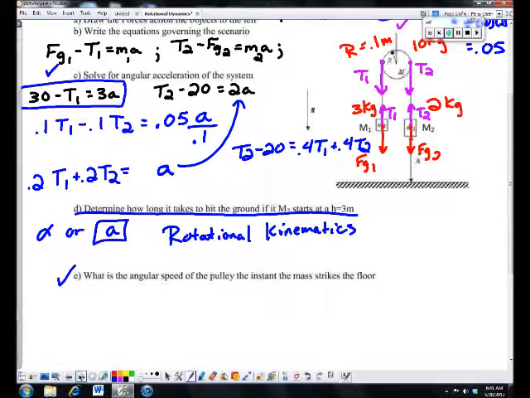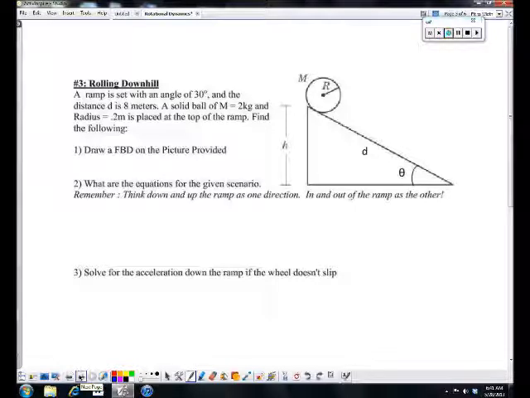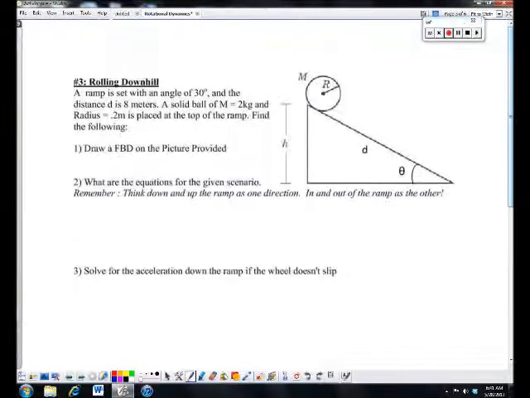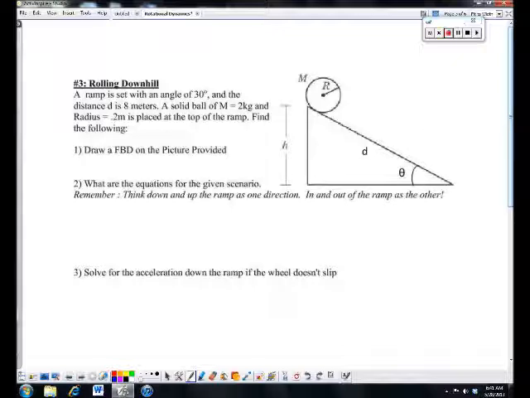All right, last one, number 3. So this is called the Great Downhill Race. We'll do a lab today with it as well when you come into class, but let's go and do a real quick example. So I'm given a ramp with a 30-degree angle. Angle's 30 degrees, okay. And the distance is 8 meters, so this distance here is 8 meters. Mass is 2 kilograms, radius is 0.2 meters equals R.